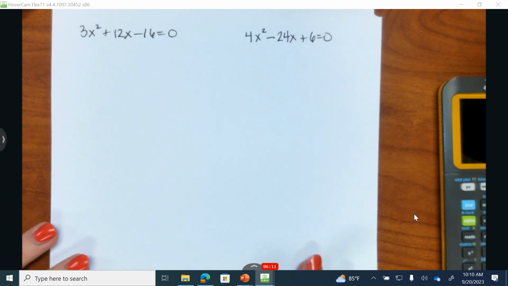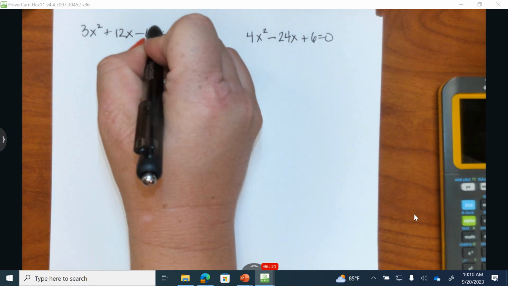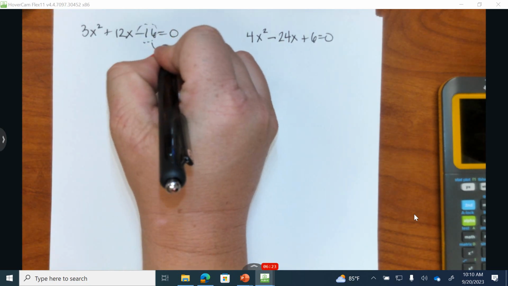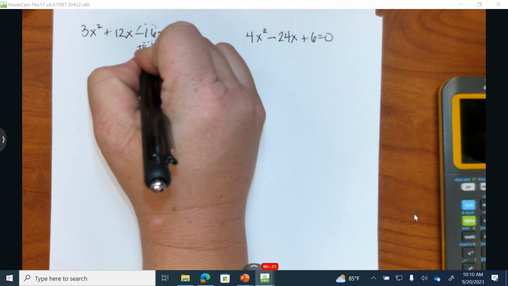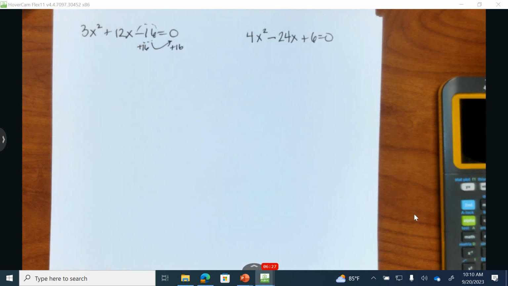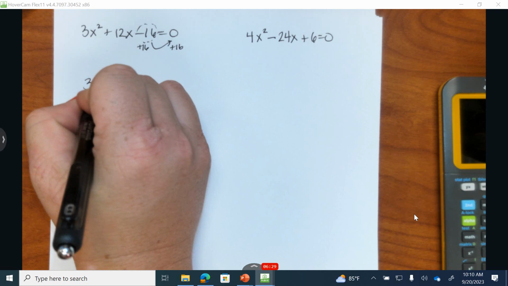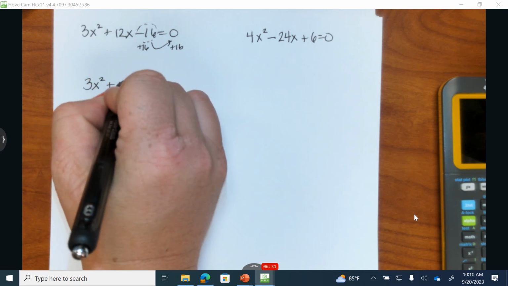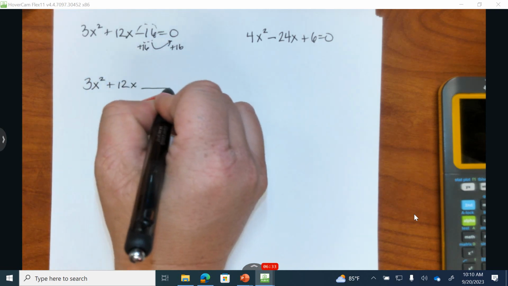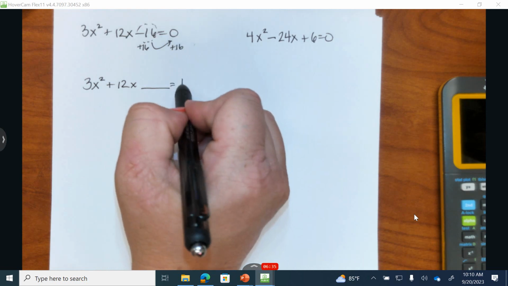Now, what's the difference with examples 3 and 4? Example 3 and 4 don't have a 1 in front, so it's going to be a little bit more work. I'm going to slow this down. The very first step remains the same. I'm going to take this constant, I'm going to move it to the opposite side. In this case, I am adding 16 to the opposite side. So I have 3x squared plus 12x, and 0 plus 16 is 16.